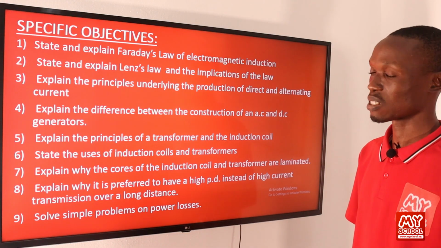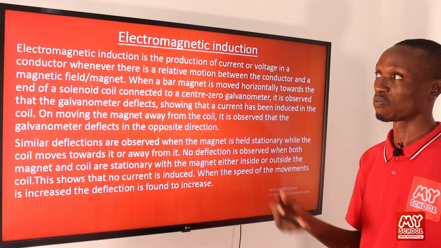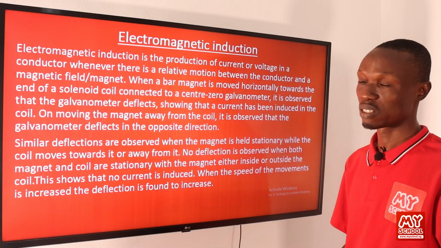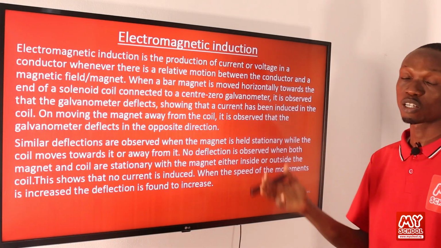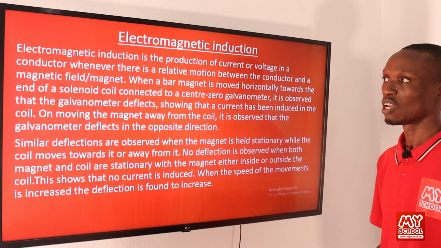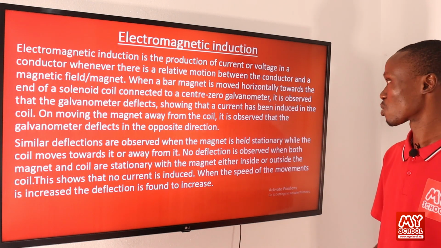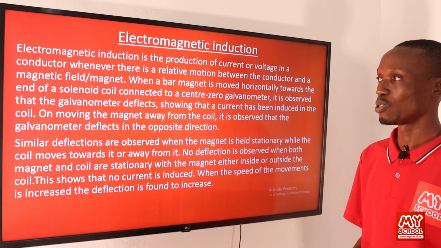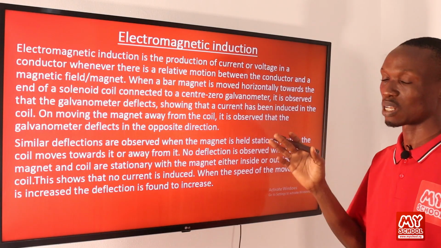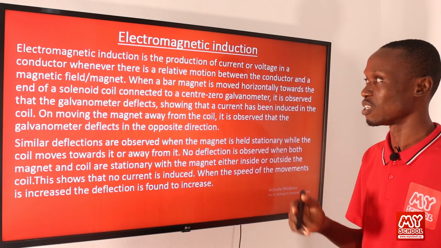So let's move to the next slide to begin with our lesson. On this first slide, we are going to be defining what electromagnetic induction is. Electromagnetic induction is simply the production of current or voltage in a conductor when there is a relative motion between the conductor and a magnetic field or magnet. That is just the simple definition of electromagnetic induction.